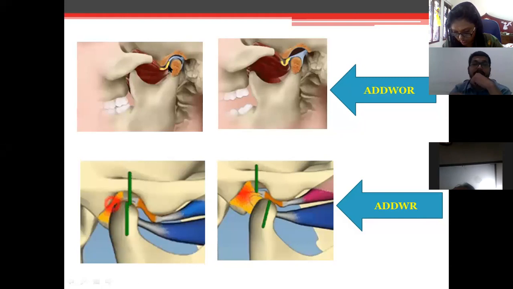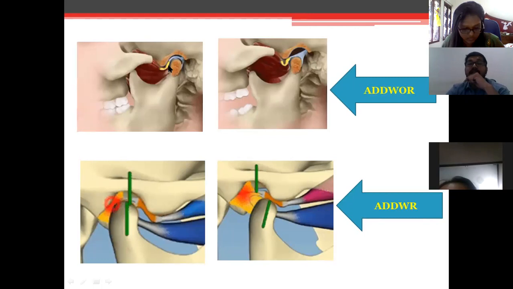As I said in the beginning, the anterior part of the disc is around 3 mm thickness, and the posterior part of the disc is around 2 mm thickness. Due to this constant rubbing, the 2 mm thickness will reduce to 1 mm thickness, or even less than that. Sometimes it may go to perforations. So in such conditions, you don't get the clicking.